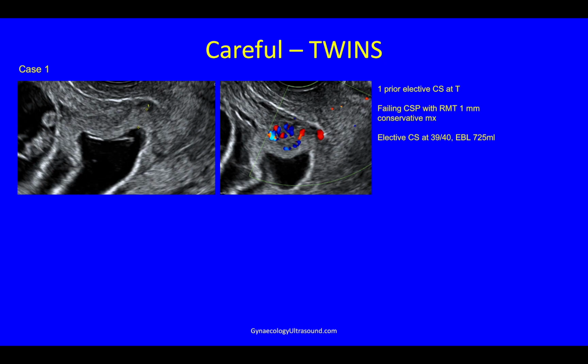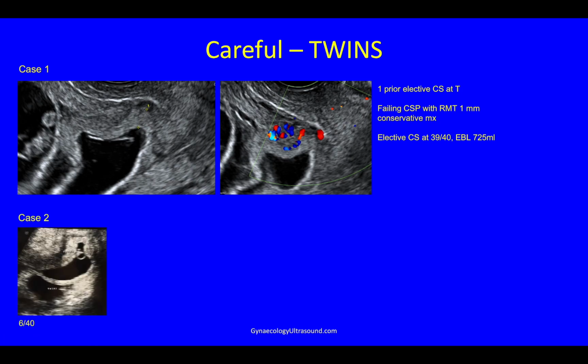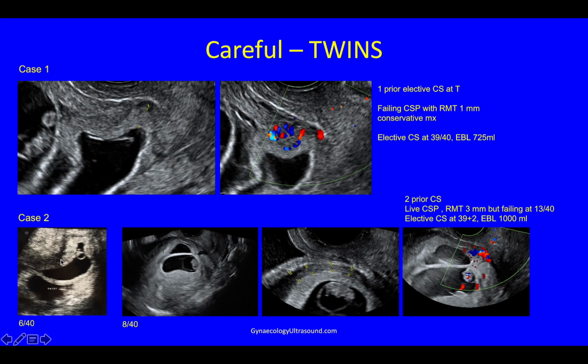You need to be careful with twin pregnancies. We've had 2 examples of that where the lower twin is a scar pregnancy. You can see the trophoblast is embedded in the niche, and this is the other twin, and it's embedded in this place. This is twin 1. This pregnancy failed, and the other pregnancy was delivered at 39 weeks with a little bit of extra bleeding compared to most cases. In this case, again, twin 1, the lower twin, trophoblast is embedded in the niche, and that pregnancy also failed, and this patient had an elective section for twin 2 with a small PPH.